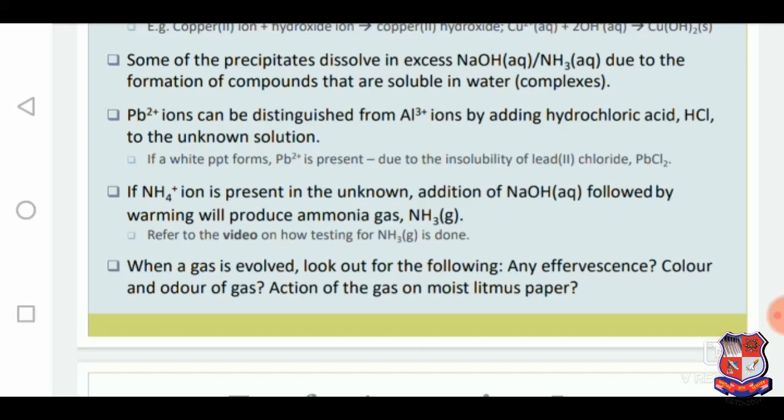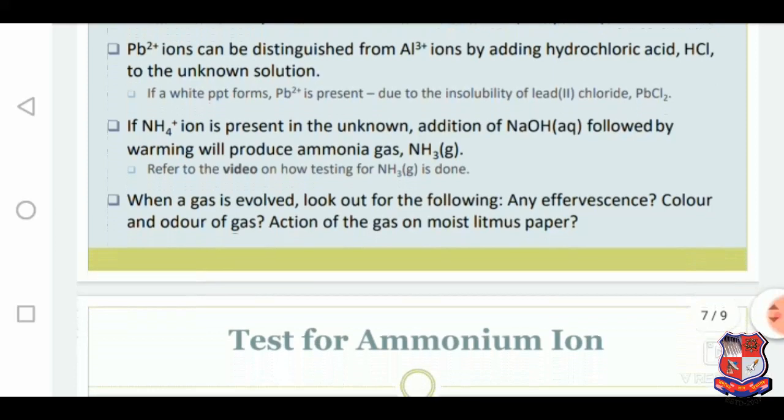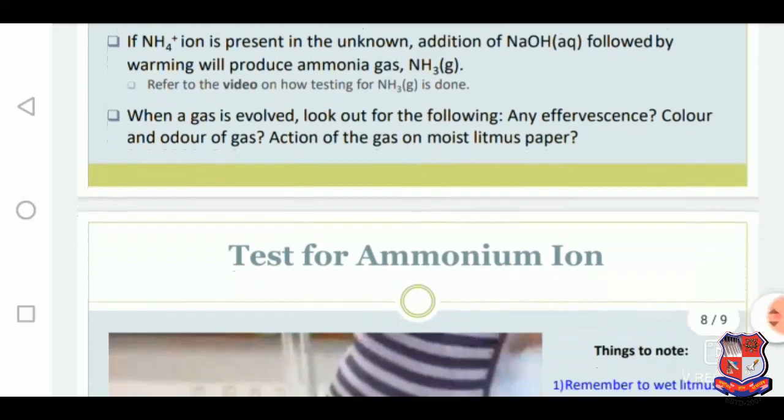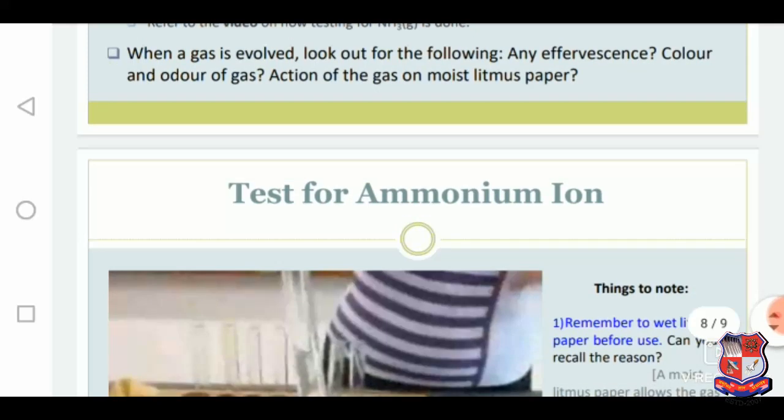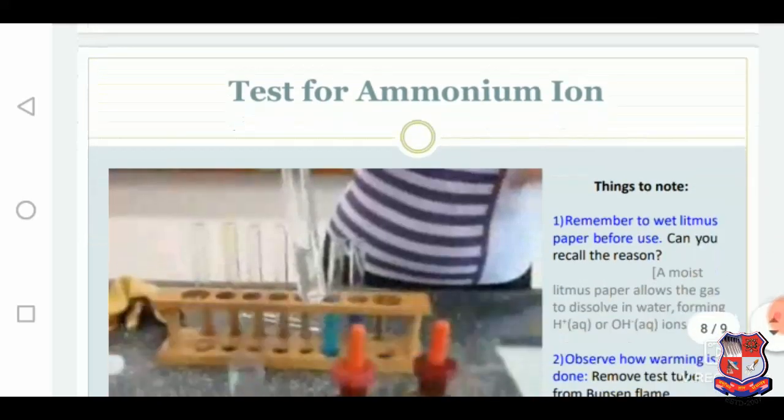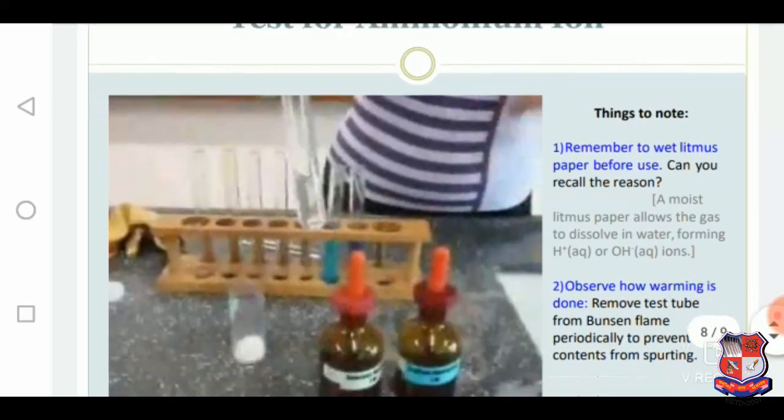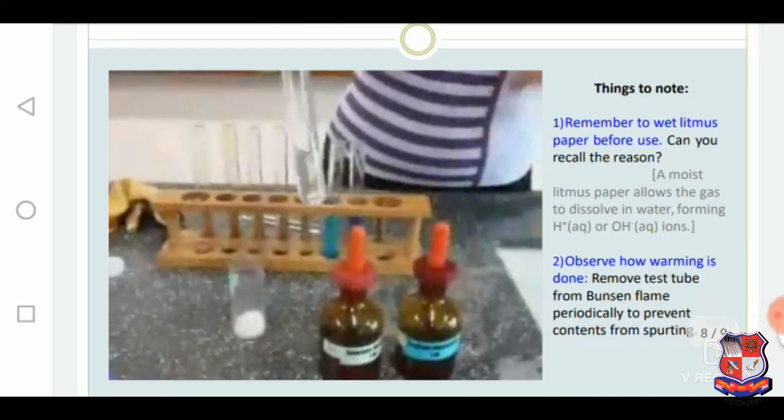And when a gas is evolved, look for the following inference, observed or not. This is the ideal practice for that order. Is it for aluminum ion? So what are the things that have to be noted down? First, remember to wet the litmus paper before use. Can you recall a reason? A moist litmus paper allows the gas to dissolve in water, forming H+ and OH- ions.